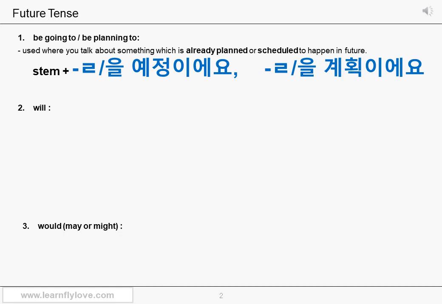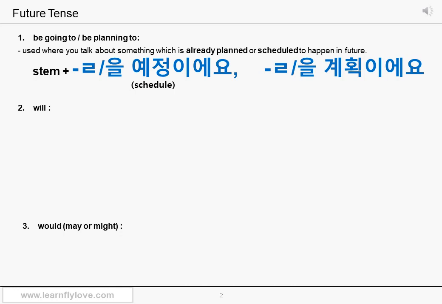This 을 is not the object particle 을/를. They are totally different things. This L consonant or the 을 sound is an ending, not particle. 예정 is a noun which literally means schedule. I'll explain why 이에요 from the base form 이다 is used here. But you don't need to know or remember that. You can just remember the entire 을 예정이에요 and others on this page as a compound expression, as a set.